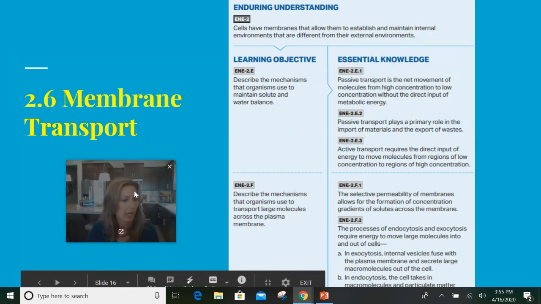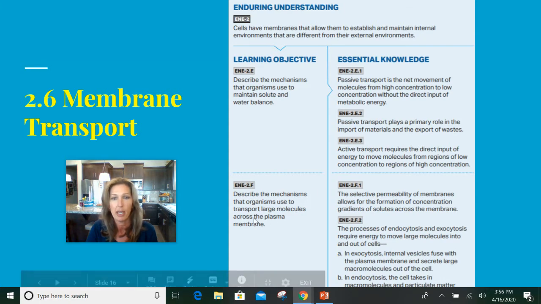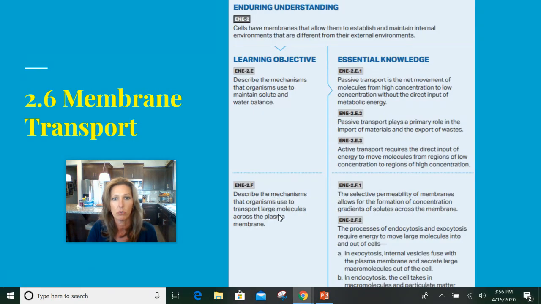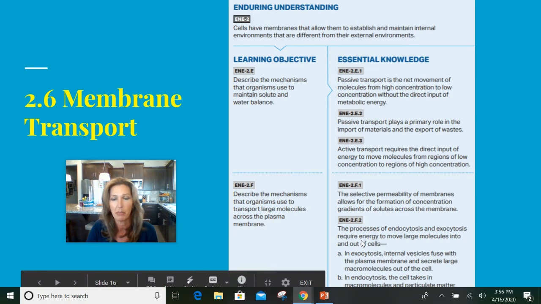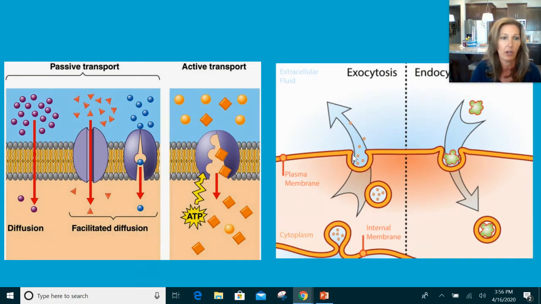Now for concept or topic 2.6 on membrane transport. So here they need you guys to be able to describe the mechanisms that organisms use to maintain solute and water balance. So what are our passive transport mechanisms and our active transport mechanisms? And then also what are some of these mechanisms for moving these large materials across the membrane? So this is where we need to make sure that we are addressing exocytosis and endocytosis in order to understand these basics.